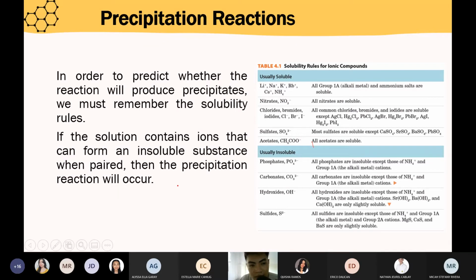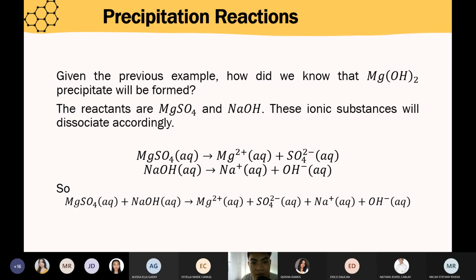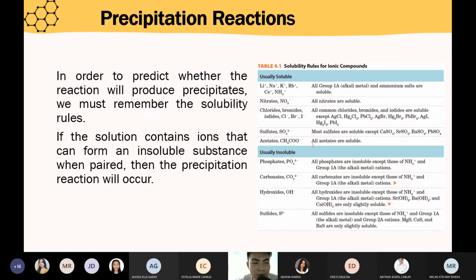Okay? So, now, in the preceding slides, now, I will show you how we will use this. Okay? So, let's go back to our ions earlier. So, earlier, we have magnesium sulfate and sodium hydroxide. Paano ko nasabi earlier that this will form? Pag sinabing slightly soluble, ano lang yon? You consider it soluble. Okay.